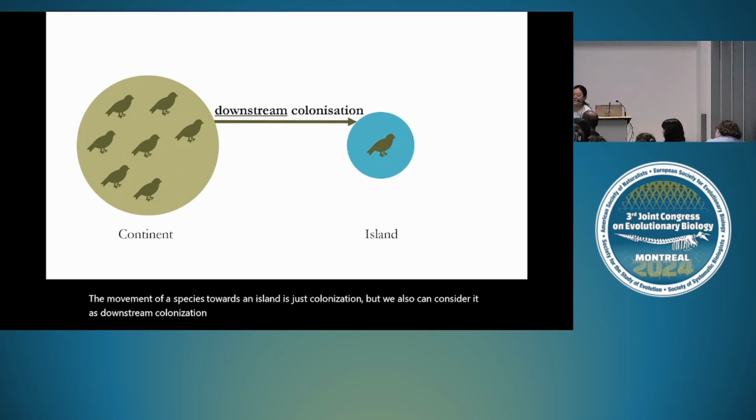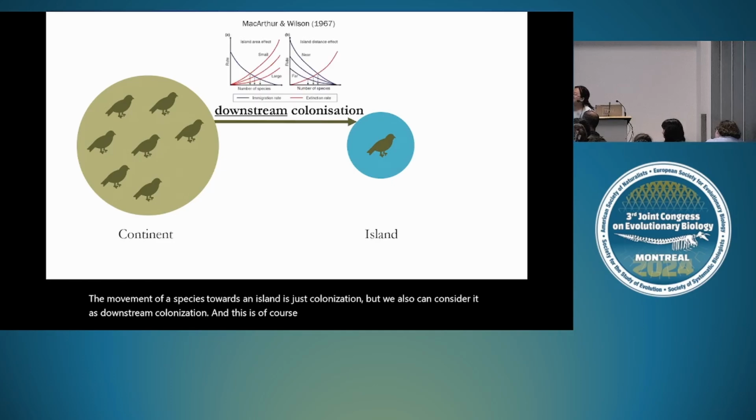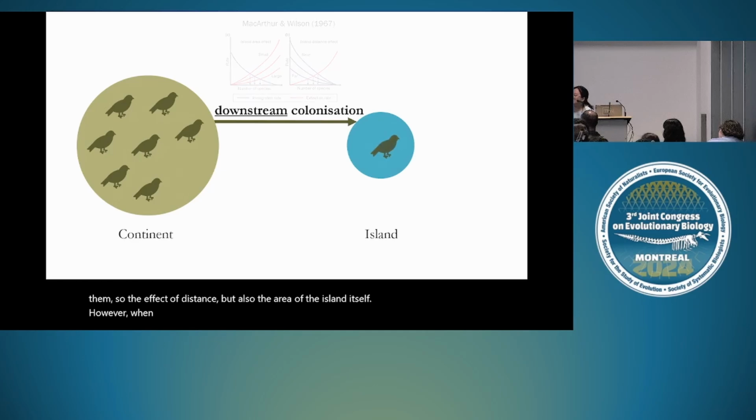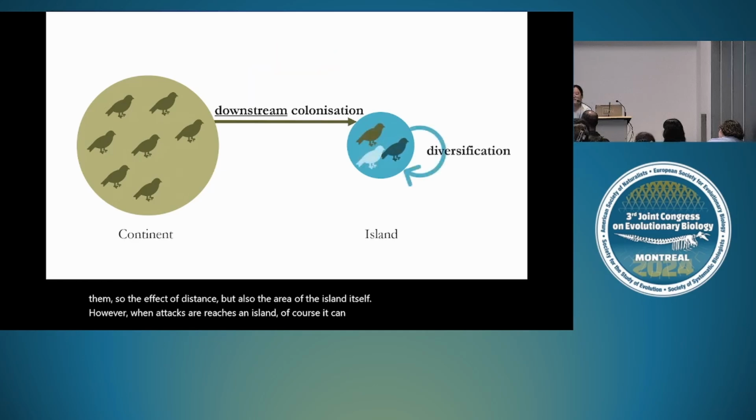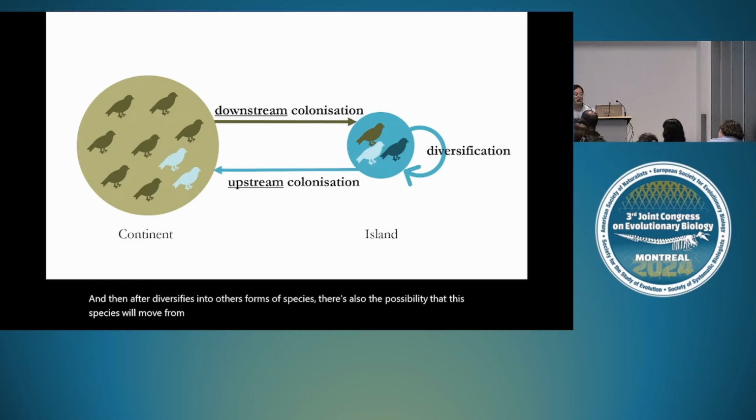And this is, of course, explained by the theory of island biogeography, where islands usually receive species from areas closer to them, so the effect of distance, but also the area of the island itself. However, when a taxon reaches an island, it can then diversify. And after it diversifies into other forms of species, there's also the possibility that this species will move from the island back to the continent. And this is what we know as upstream colonization.